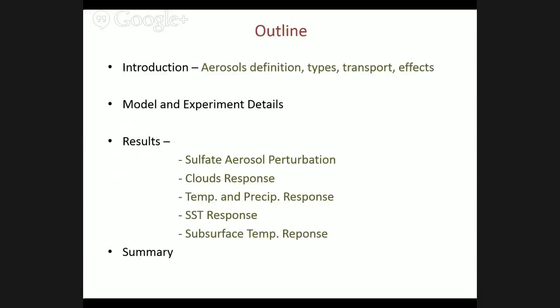So here's the outline of the talk. First few slides, I'll be giving an introduction, wherein I'll be talking about the basic definitions, different types of aerosols, their transport, and in brief, the effects. Next, I'll move on to the model details and the experiment details. And the rest will be the result slides, which will be what's the perturbation and the different kinds of responses. And in the end, I'll summarize. So the introduction.